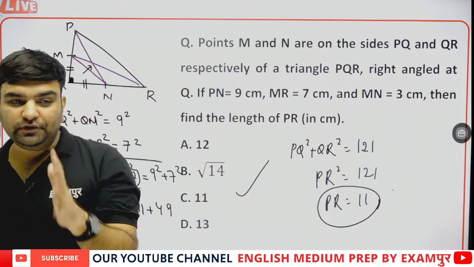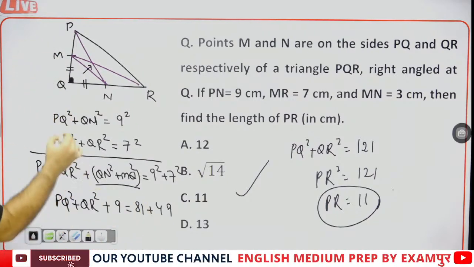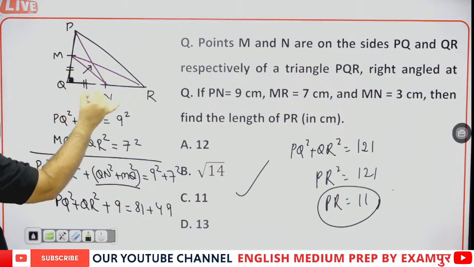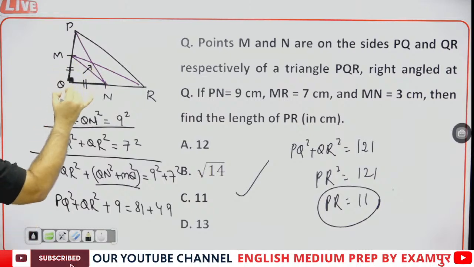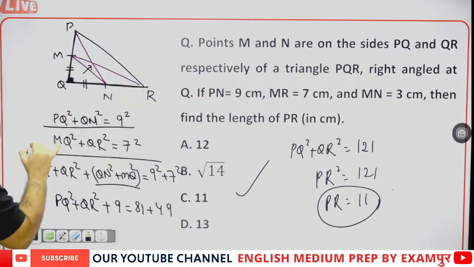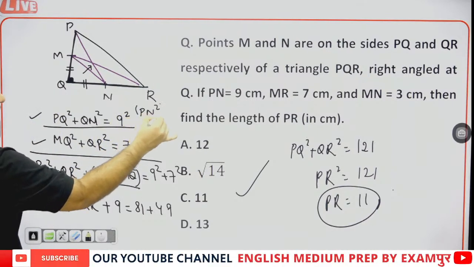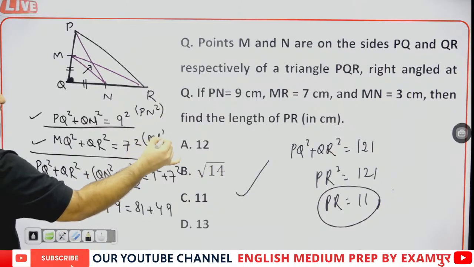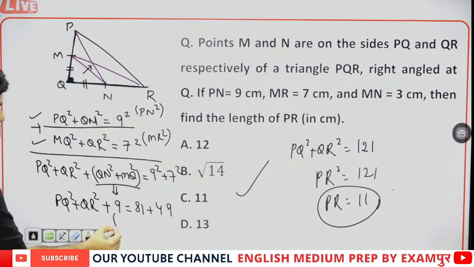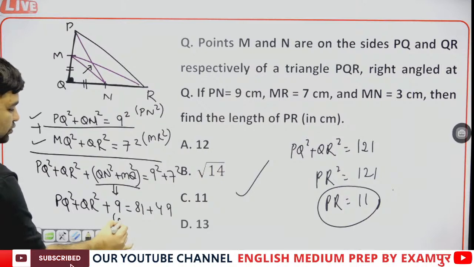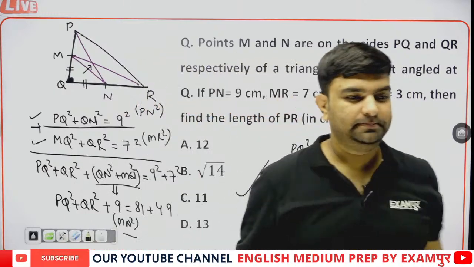So there is the application of three Pythagoras. Initially, I applied PQ square plus QN square is equal to PN square. Then I applied MQ square plus QR square is equal to MR square. This 9 square is PN square, and this 7 square is MR square. Then on adding both, it becomes this, which is also becoming a Pythagoras, MN square. Application of three Pythagoras.